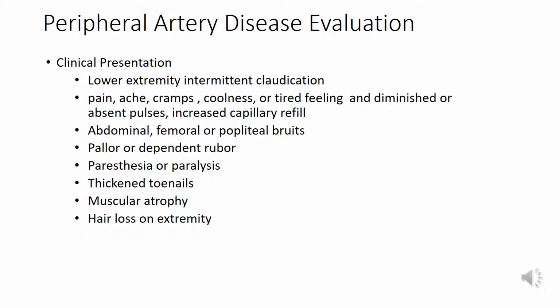They could have abdominal, femoral, or popliteal bruits on exam. The extremities may have pallor, but with severe disease, they will have dependent rubor. Paresthesias or paralysis may be a sign. Thickened toenails would be likely. Muscular atrophy and hair loss on the extremities.